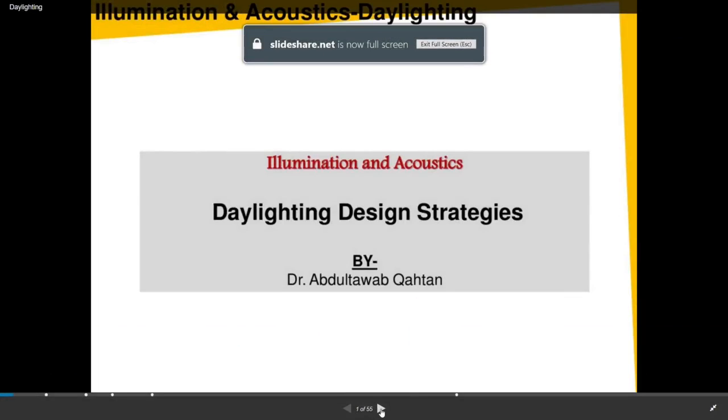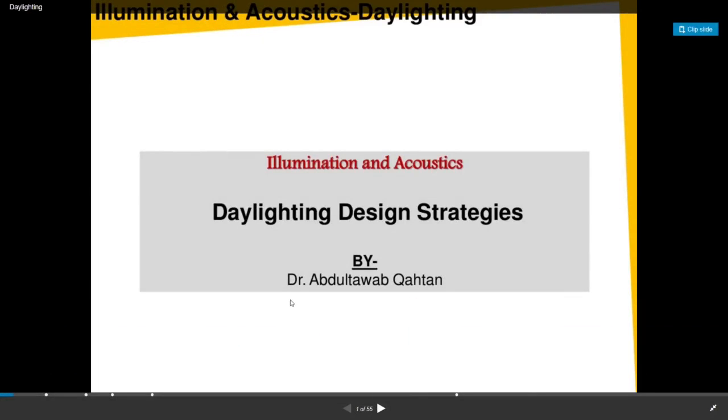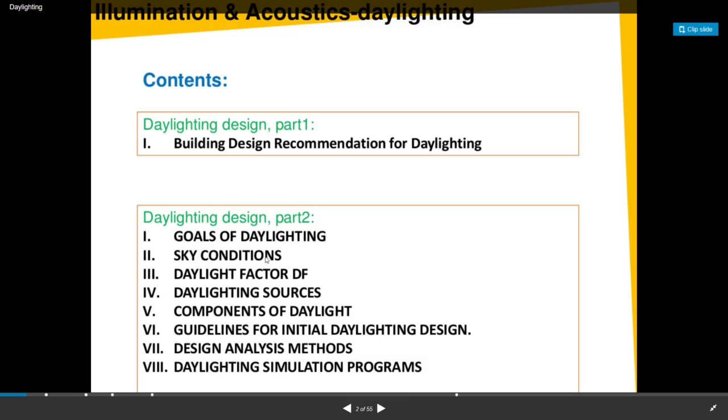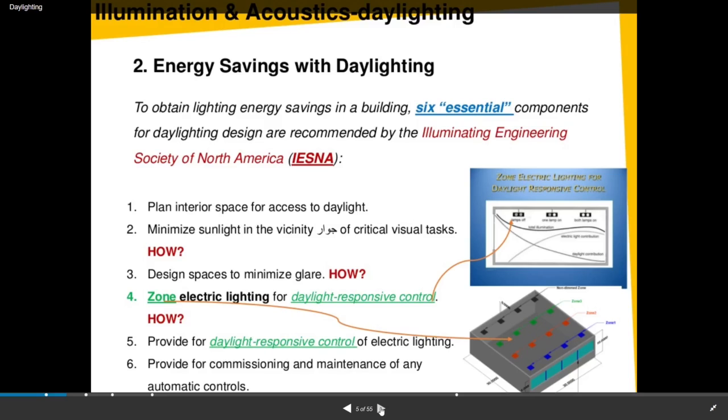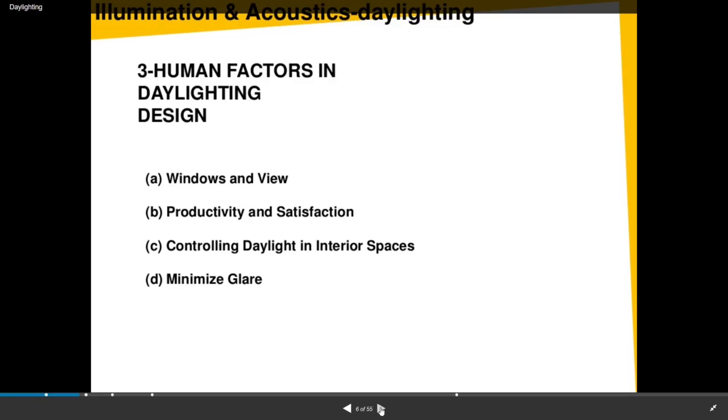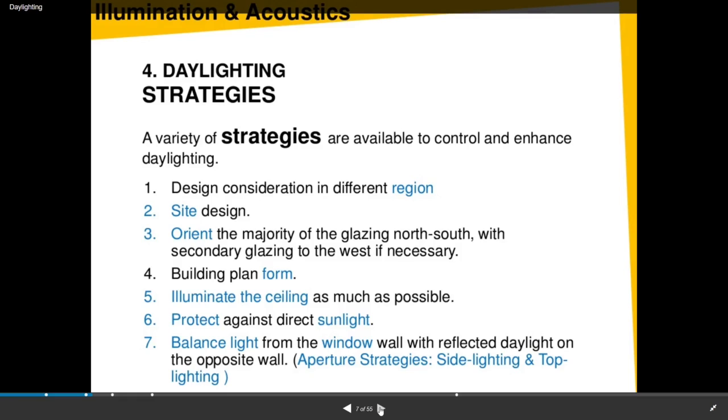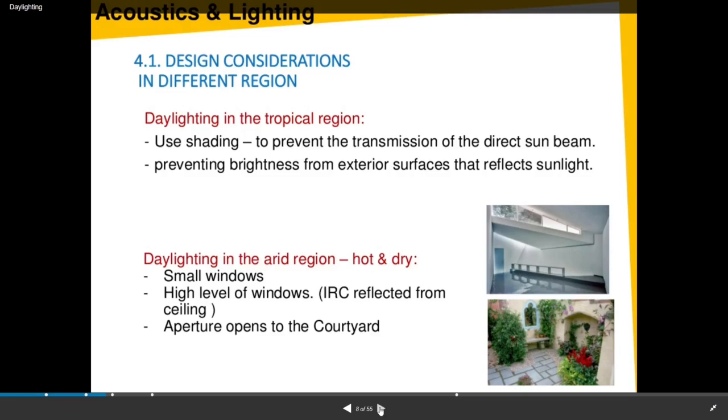This is another handout resource that I've given. It's Dr. Abdul Tawab Katan. Obviously he's done his PhD, but this is really good stuff. All of these things here are covered, but the way he's done it is like a level 3 way of doing it. It's basic stuff. Energy savings with daylighting. Energy savings, have they got anything to do with exam questions that I read out earlier? Of course they have. These are other positive factors: windows and view, productivity and satisfaction, controlling daylight in interior spaces, minimize glare. We've got strategies about design.